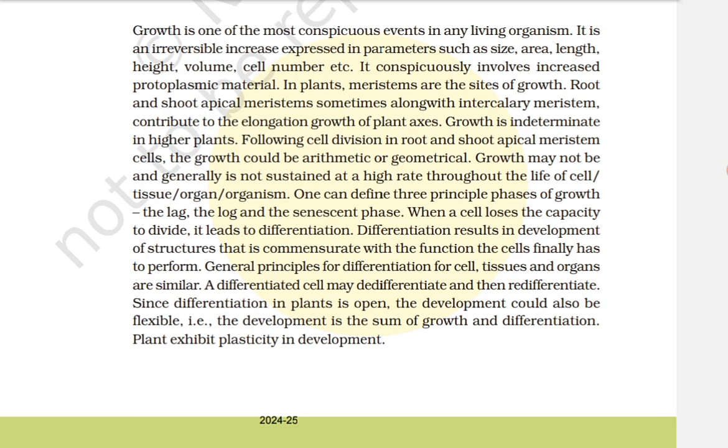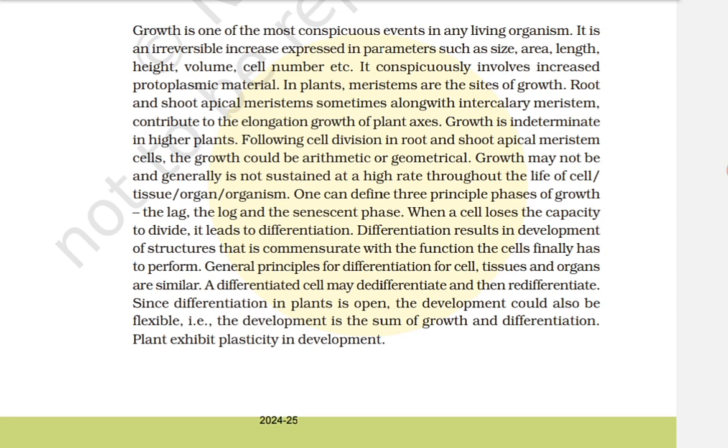ठीक है? So this is the summary. We are going to read in a speedy way. Growth is one of the most conspicuous events in any living organism. It is an irreversible increase expressed in parameters such as size, area, length, height, volume, cell number, etc. It conspicuously involves increased protoplasmic material. In plants, meristems are the site of growth. Root and shoot apical meristems, sometimes along with intercalary meristem, contribute to the elongation growth of plant axis.